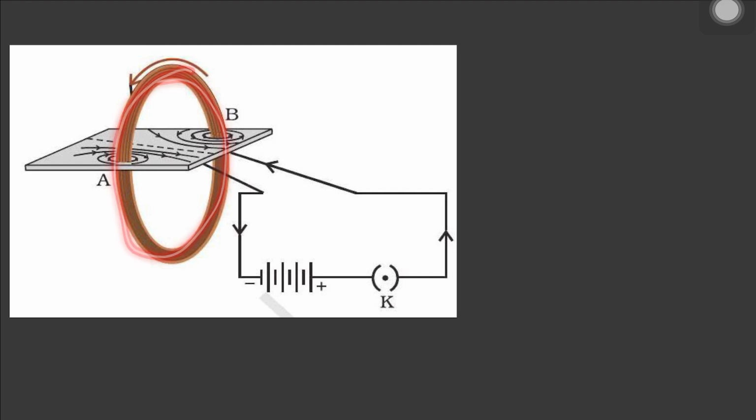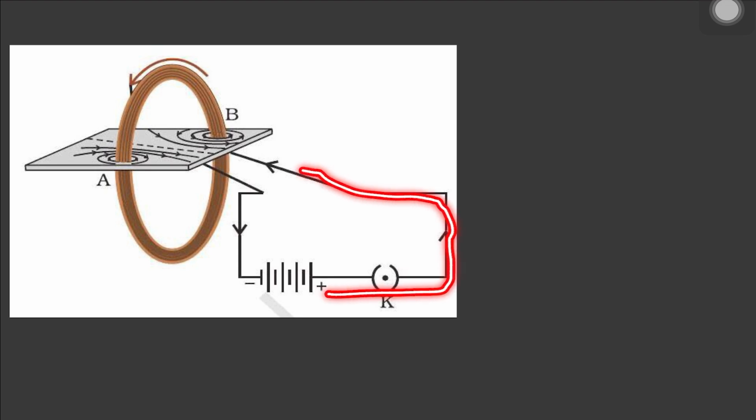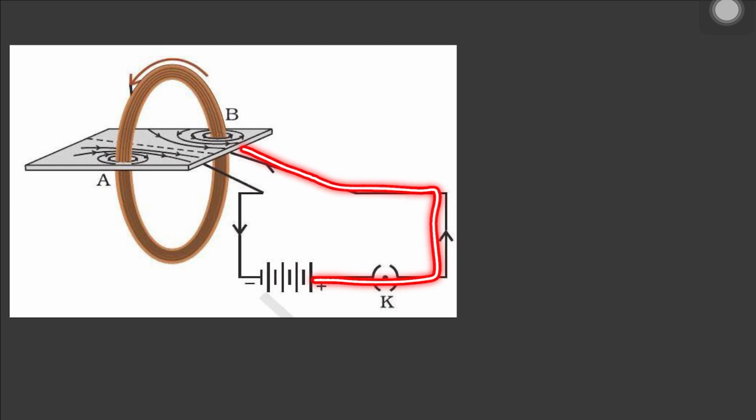I have a circular coil for which in the perpendicular position we have a cardboard fixed, and we will sprinkle iron filings over here. On connecting it to the circuit, the plug key is closed, which ensures the current is flowing through the circuit, and the direction of flow of current is from positive to the negative terminal. So this is the direction in which the current is flowing.